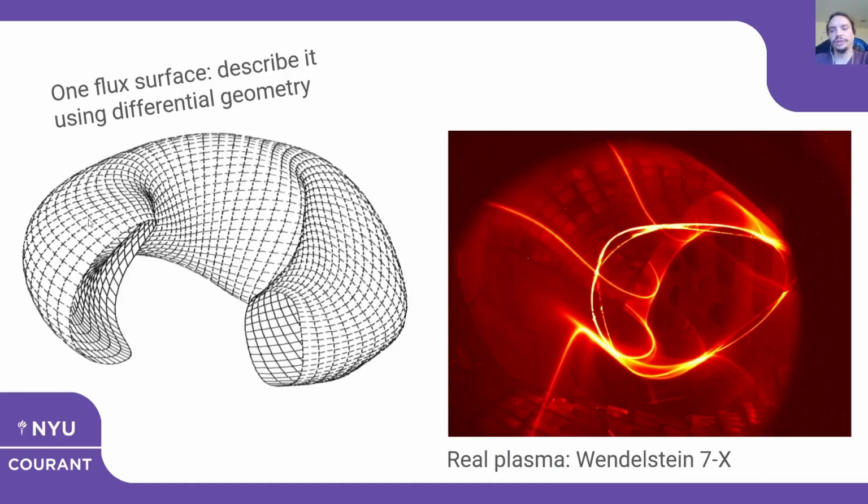Here's one of those flux surfaces extended out from its cross-section around the device. You can see that it's allowed to change shape as it goes around. As long as we take one cross-section and understand what's going on there, we can understand what's going on in other parts of the device as well.